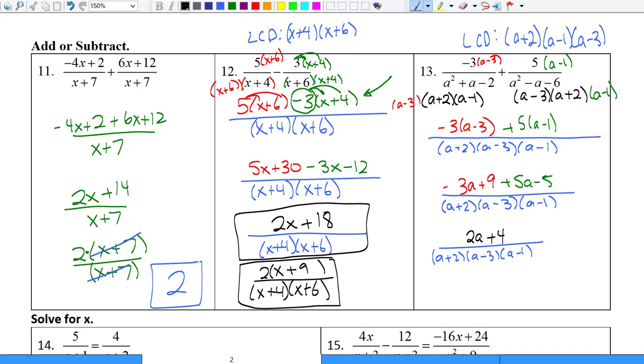And 2a plus 4, that factors. Remember, the last step you always have to try to factor and see if it reduces. Look, it does reduce. A plus 2 is common in the numerator and the denominator. So my final answer is 2 over a minus 3, a minus 1, in either order.